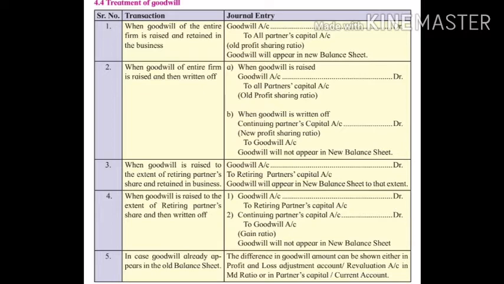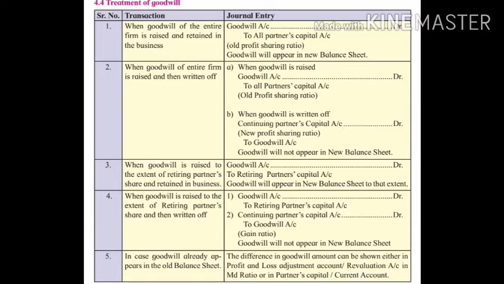But in retirement, when goodwill is valued or changed, or already appears in an old balance sheet, the difference of the goodwill which appears in the old balance sheet and in the adjustment, that difference we have to adjust in the revaluation account, or we can say the profit and loss adjustment account. And the second effect will be in the partners' capital or current account. That means either we adjust in the revaluation account or in the partners' capital or current account. Here we have completed all the 5 adjustments of goodwill.